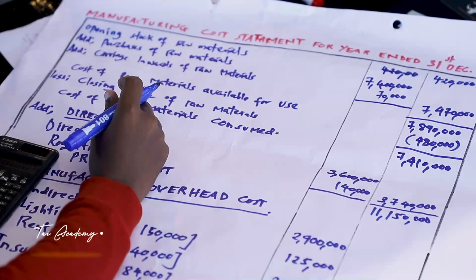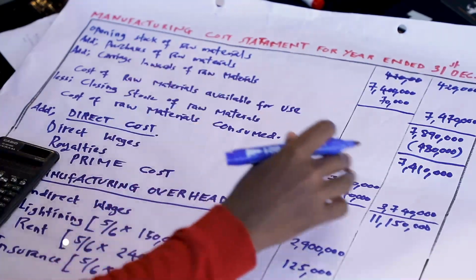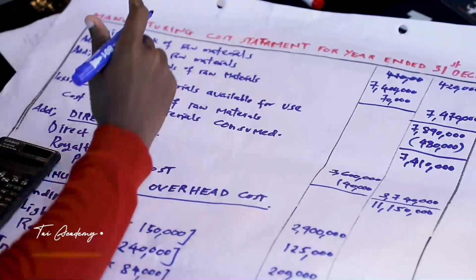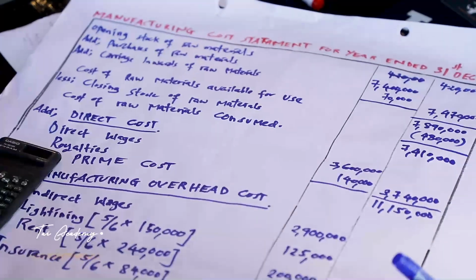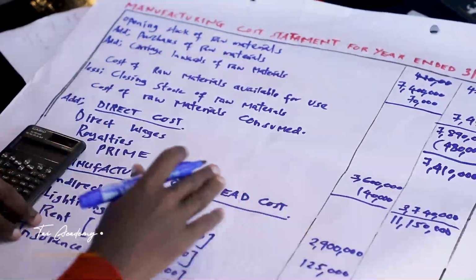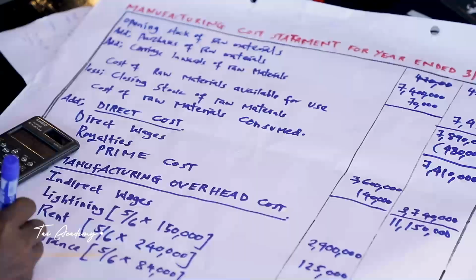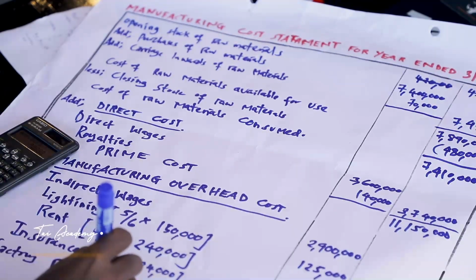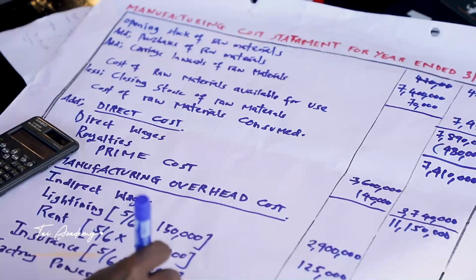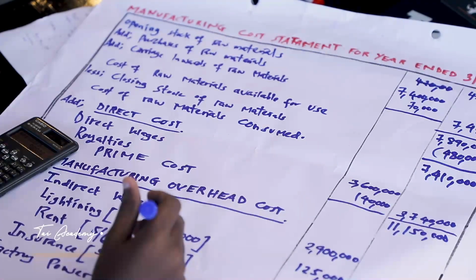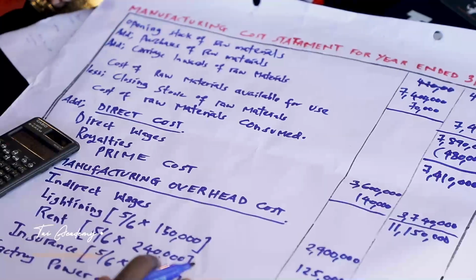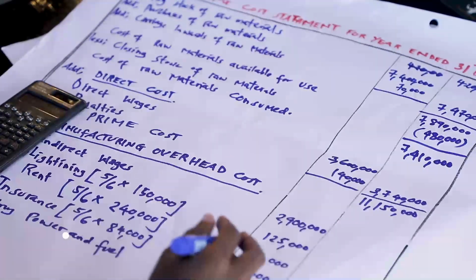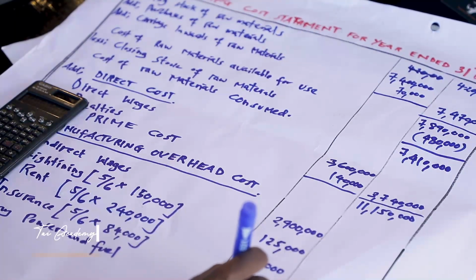And the other indirect cost here was factory power and fuel. Factory power and fuel here are indirect costs, so they go to the overheads. So there you will have factory power and fuel, which is 274,000.